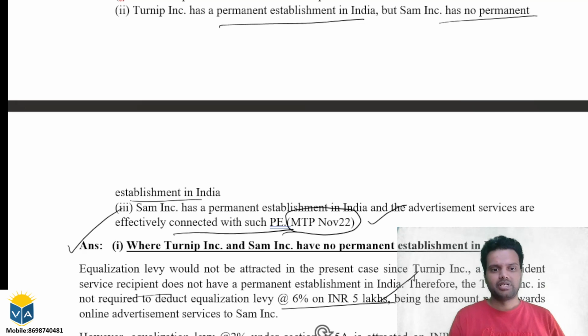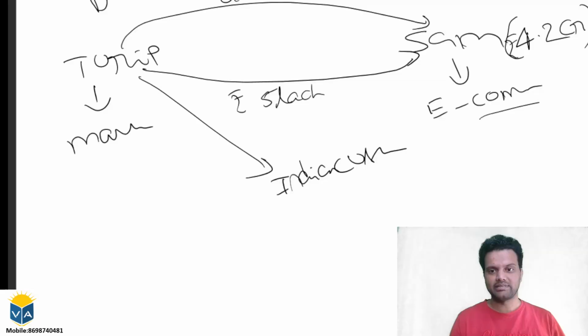Now, point number two. Turnip Inc. has a PE in India, but Sam Inc. has no PE in India. So what does it mean? Let me go to the example where I have summarized this question. Let me go to that.